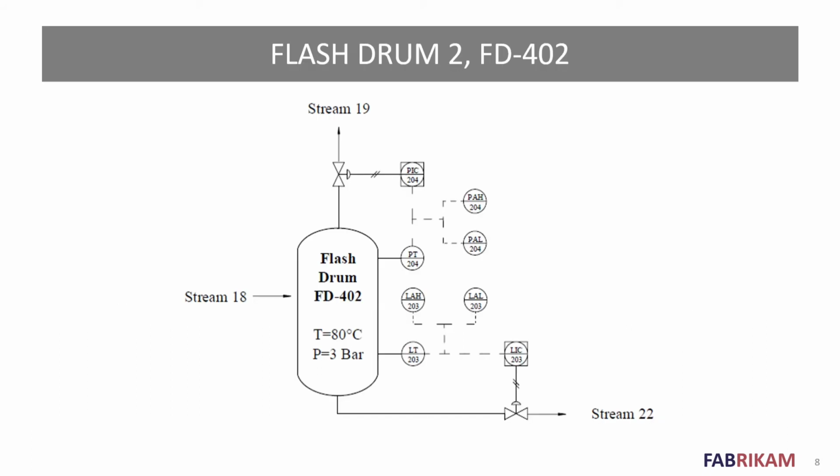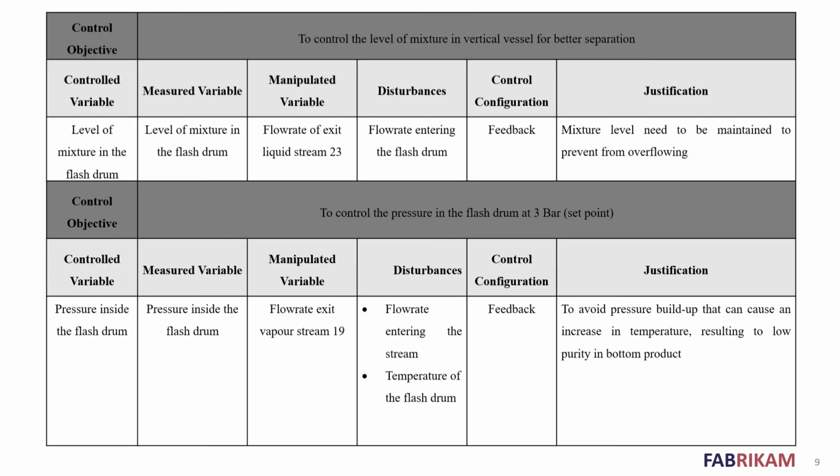The control configuration for flash drum 2 FT402 is similar to flash drum 1. The control configuration of FT402 is similar to FT401, but with a difference in operating temperature. FT402 operates at 80 degrees Celsius, while FT401 operates at 30 degrees Celsius. So, the control system for FT402 needs to set a desired point, which is 80 degrees Celsius.